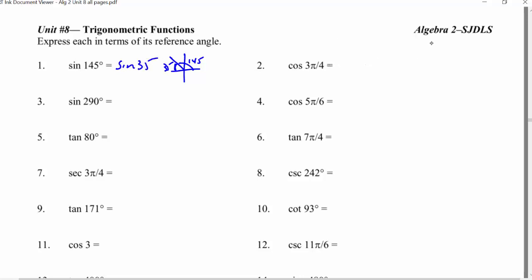Cosine of 3 pi over 4. So 3 pi over 4 is right here. That's 3 pi over 4. So how much is left? You just subtract from pi. That's pi over 4. And they're the opposite of each other because cosine is negative in that quadrant.